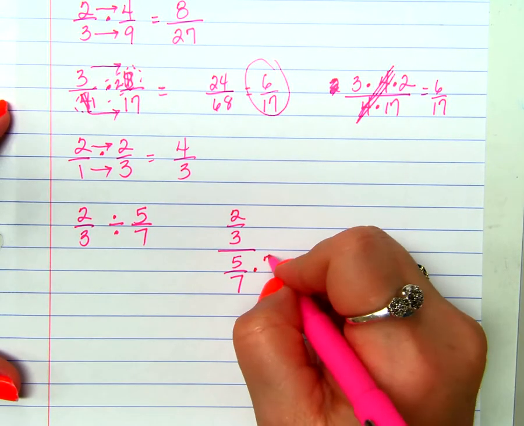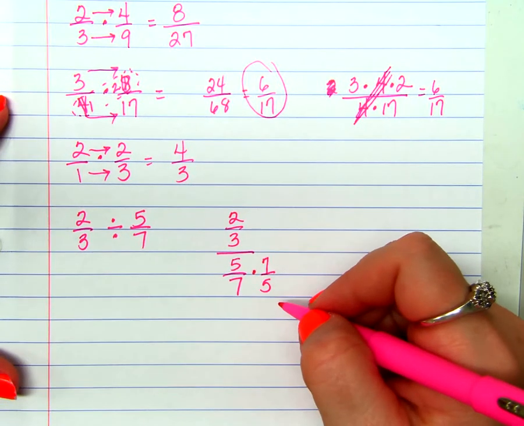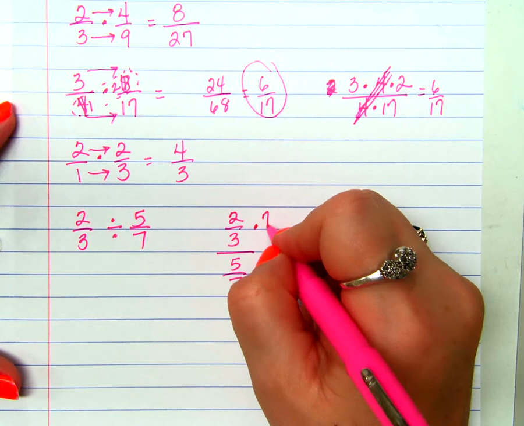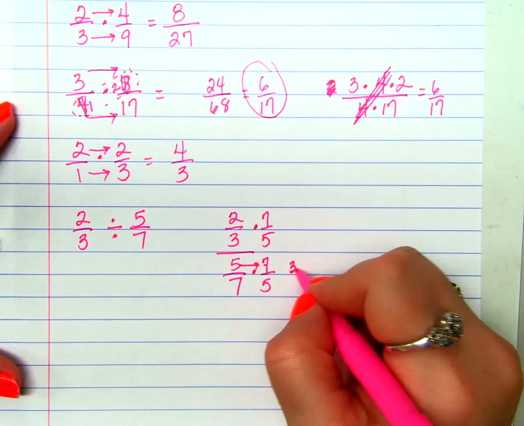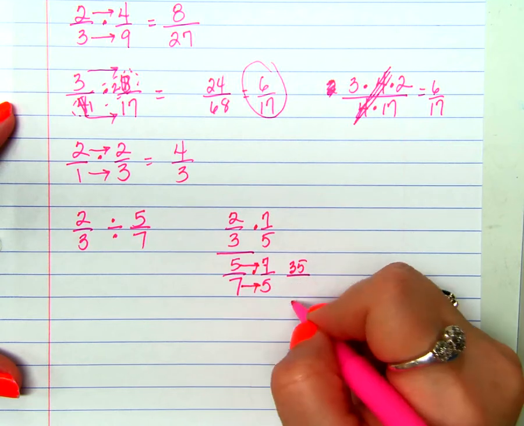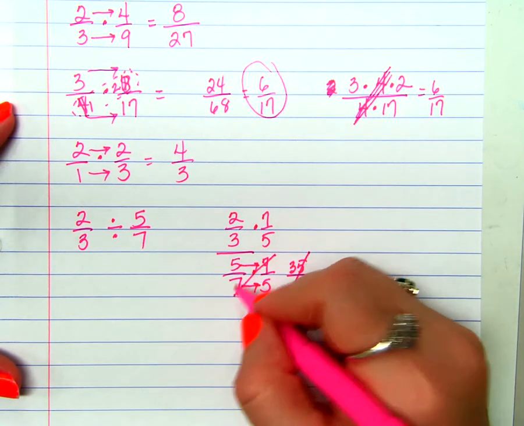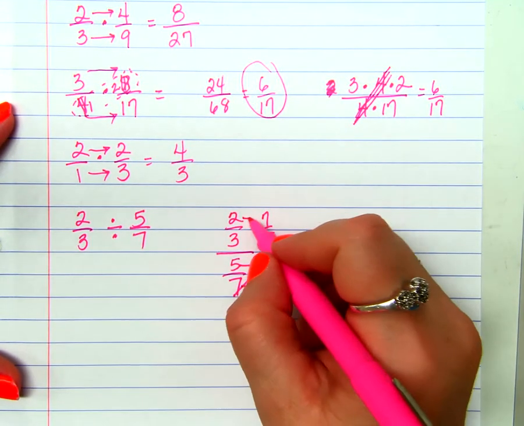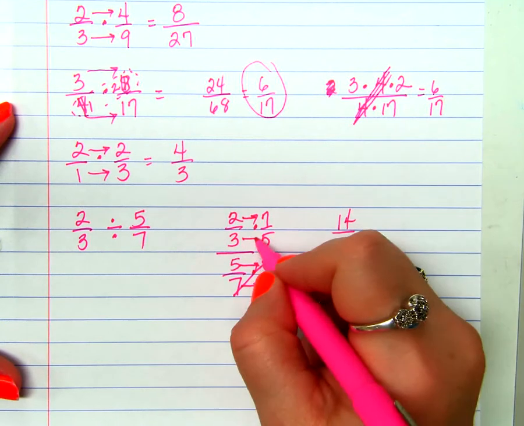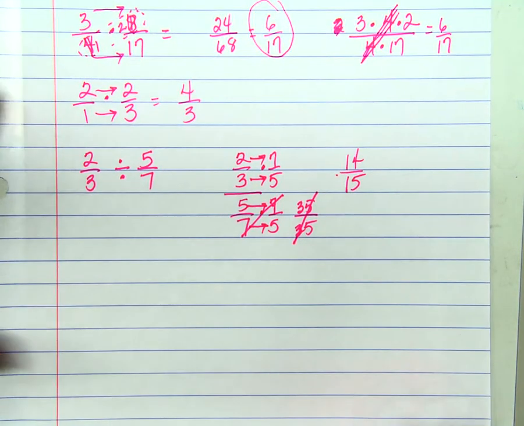Multiply by its reciprocal. If I multiply the denominator by its reciprocal, I also have to multiply the numerator by the reciprocal. What's 5 times 7? What's 7 times 5? What's 35 over 35? 1. So I've successfully gotten rid of my denominator. How do I do this problem? 14 over 15.